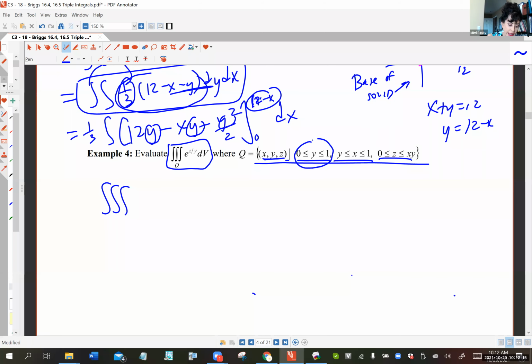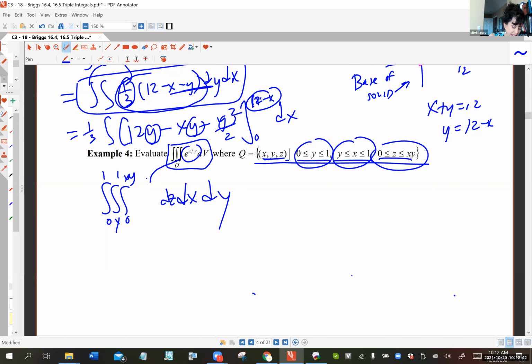Because the y had the pure numbers only, that tells you the outermost integral is going to be with respect to y. And then the inner integral, or the middle integral, is going to be with respect to x, because x is going from y to 1. And then z will be the inside integral. And they're telling you what the integrand is. So just copy it down.